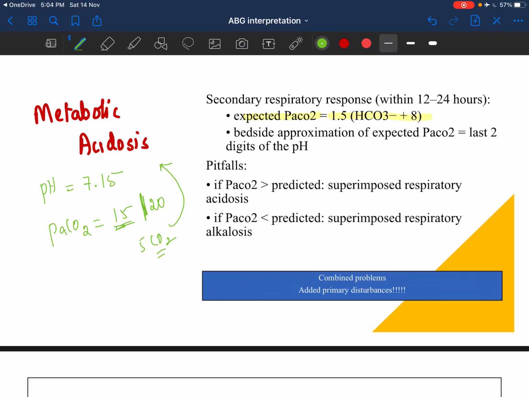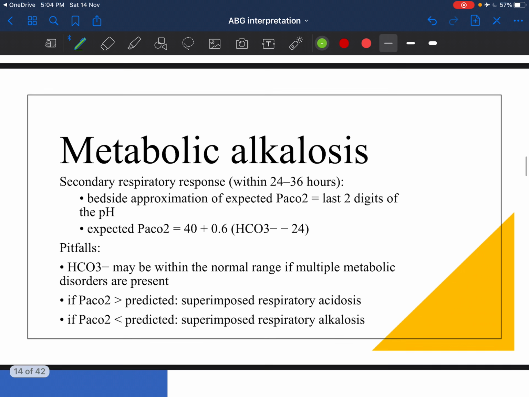Suppose you want the PaCO2 to be 15, but it is only 10. That means it is 5 less than what you expect. So, there is alkalosis, superimposed alkalosis on top of the existing metabolic acidosis. So, you do not want overcompensation or undercompensation, you want adequate compensation. Okay. So, these are all combined problems, added primary disturbances.